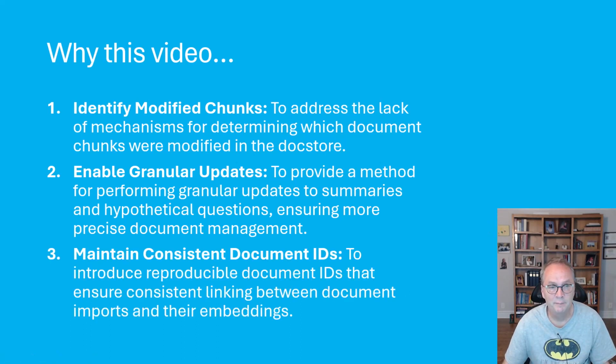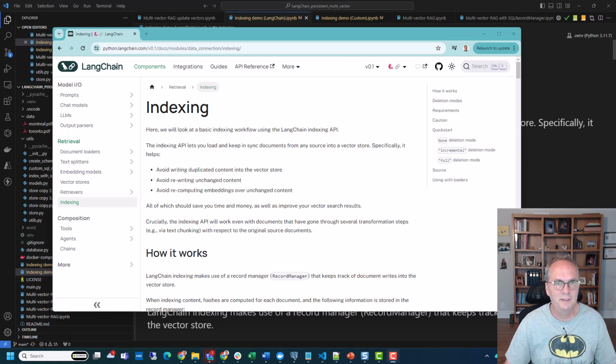And finally, I needed to maintain consistent document IDs. So I introduced a reproducible document ID that will ensure consistent linking between document imports and their embeddings. Let's get started. Let's start by visiting the documentation on the indexing mechanism on the LangChain's website.